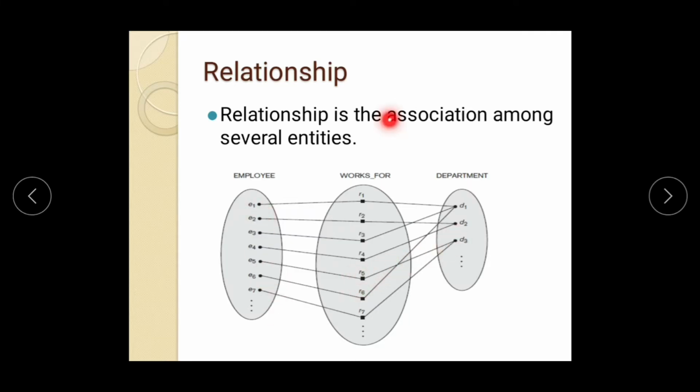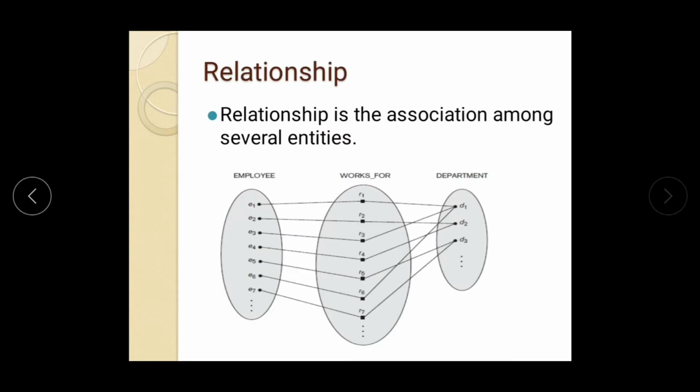That is why they say that a relationship is the association among several entities. These are the entities, and this is called the entity type. Works for is actually the relationship. It is the name of the relationship, or we can also say it is the relationship type. So this is called a relationship. A relationship is the association among several entities.